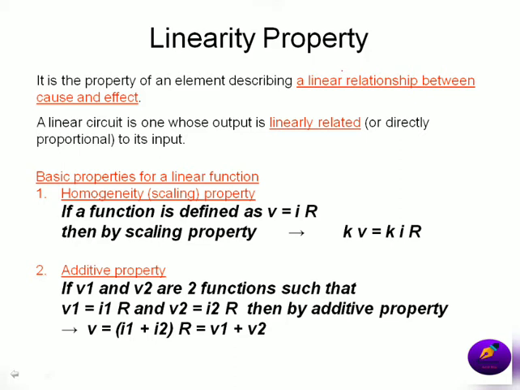In homogeneity property, if a function is defined as v equals ir, then by scaling property kv equals kir, where k is constant. If it is multiplied to left hand side, then k should also multiply to the right hand side.